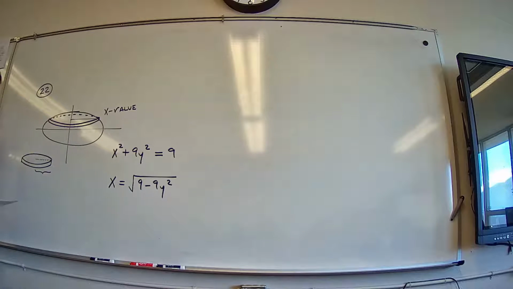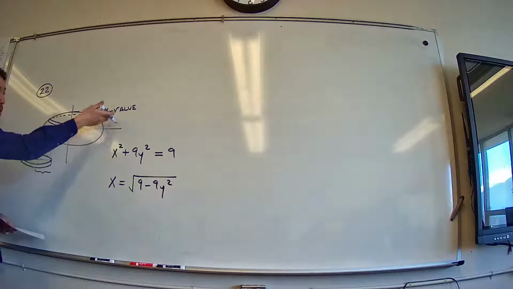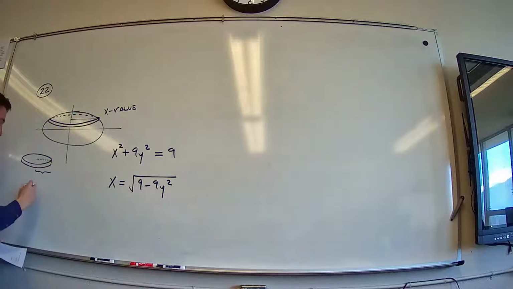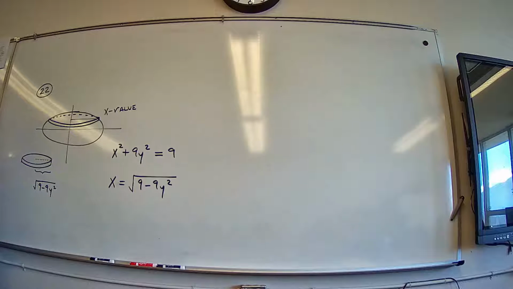Like that, right? We understand? So that's the radius then. Any given disk has an associated x value, which tells us the radius, and so the radius is the square root of 9 minus 9y. Okay?